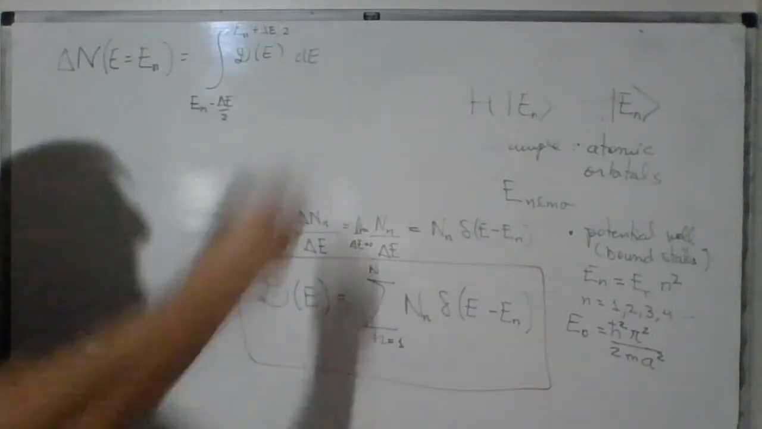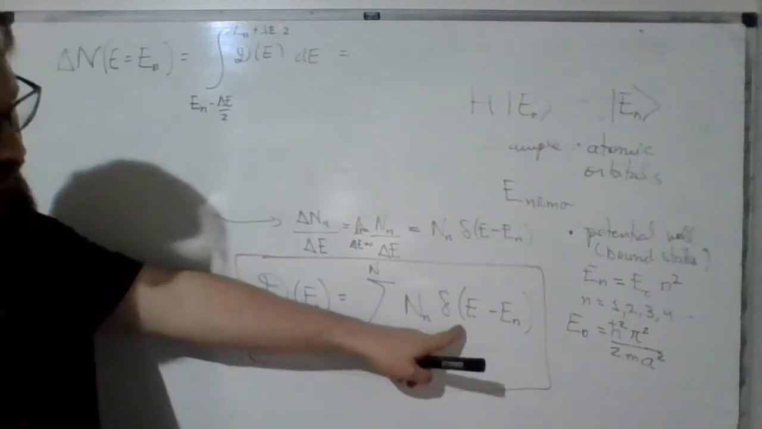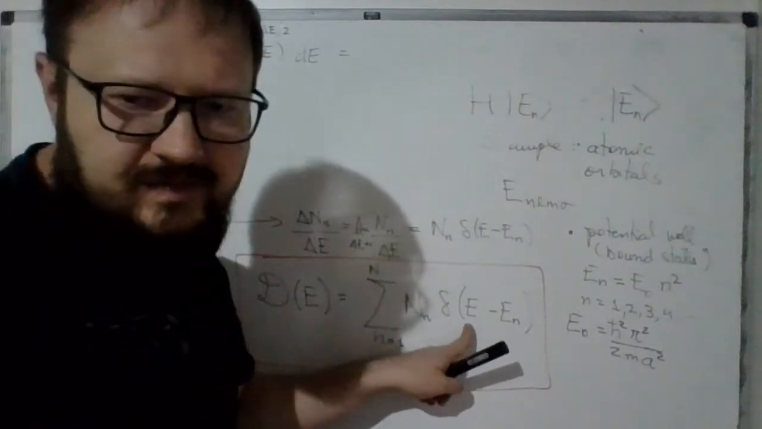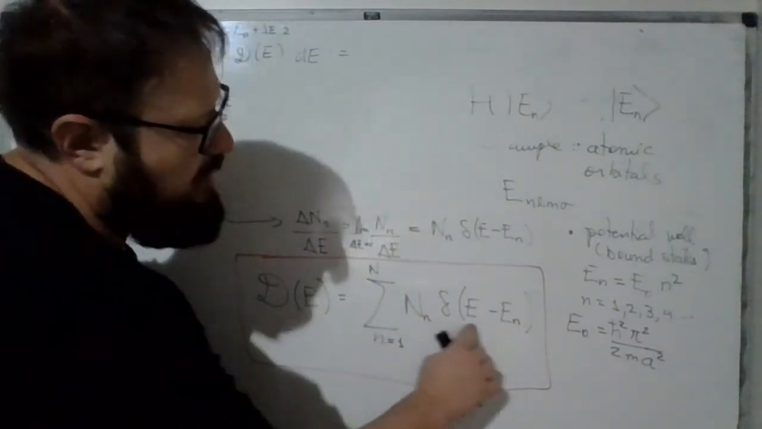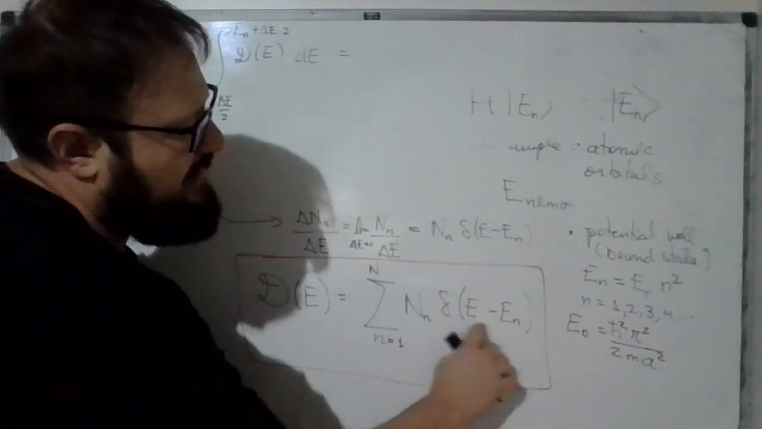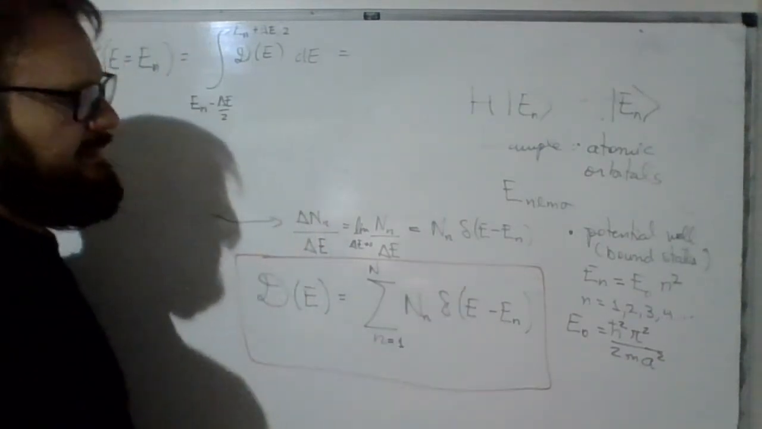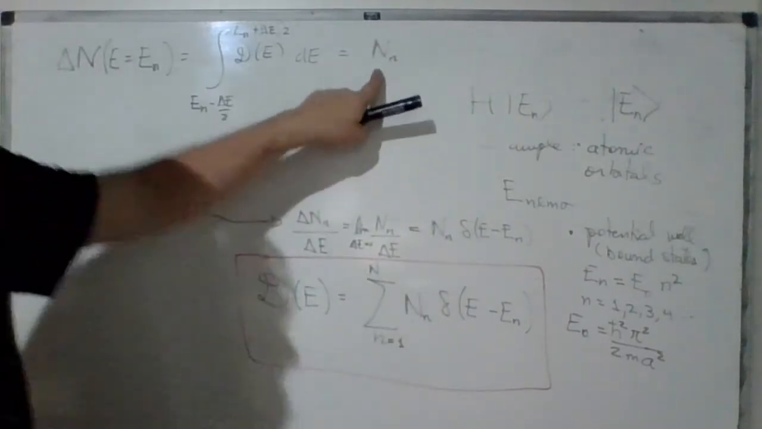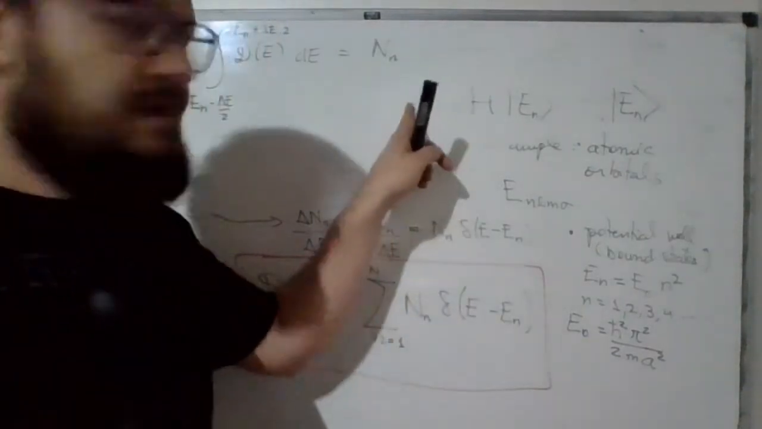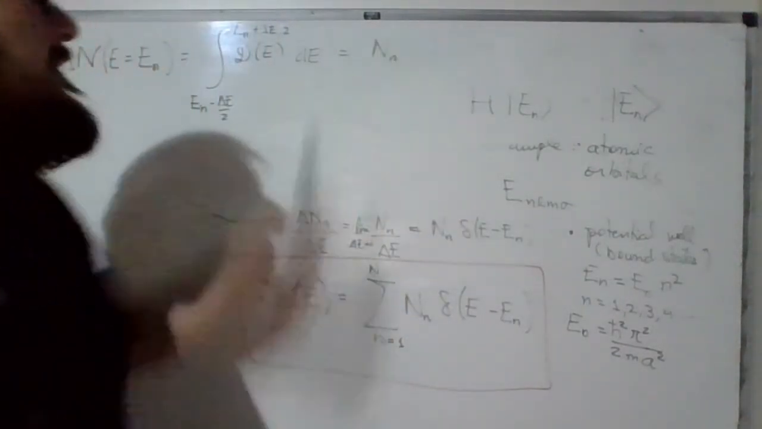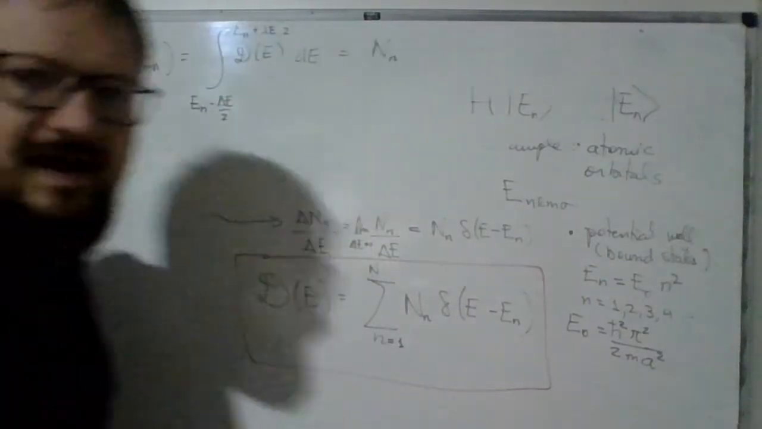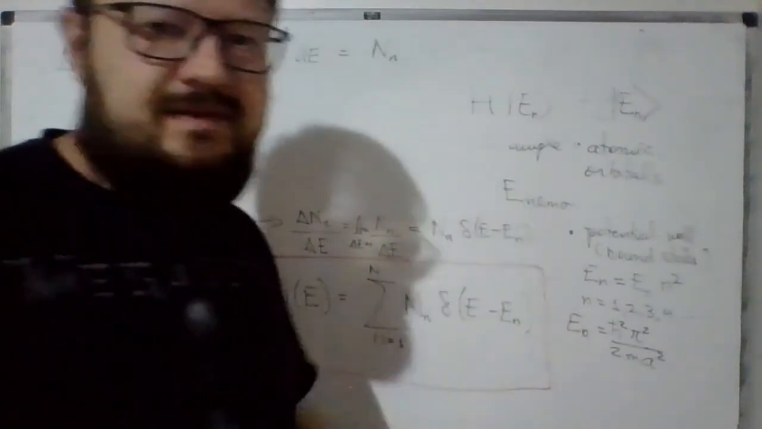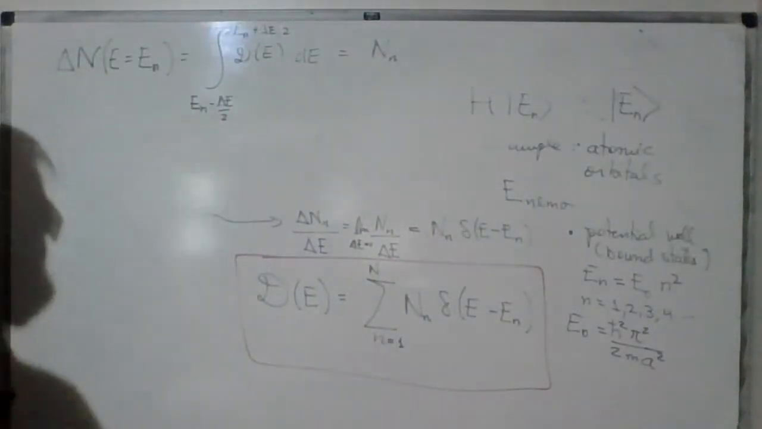Okay? And in this case, you will have 0 for this Dirac delta. It is 0 except at the point where the energy is exactly En. In this case, you have a degeneracy factor here. So you'll have a degeneracy number, which is the number of states allowed around the energy E sub index n. Okay, so this is what you have.